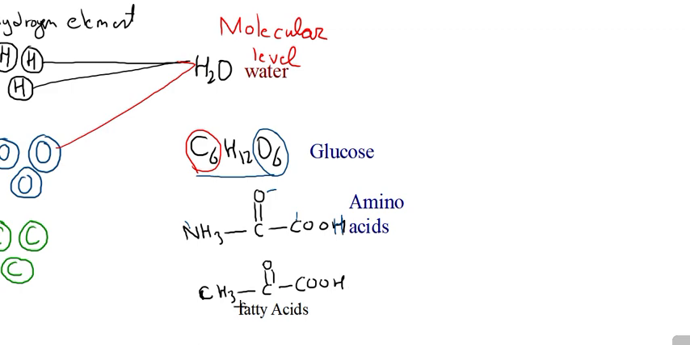First of all, you must know what fatty acids are. This is the formula of fatty acids. It consists of 1 carbon, 3 hydrogen, and this is the arrangement of fatty acids. What do they do? After combining with a large number of fatty acids, they give rise to the formation of a very important component of the cell called the cell membrane.